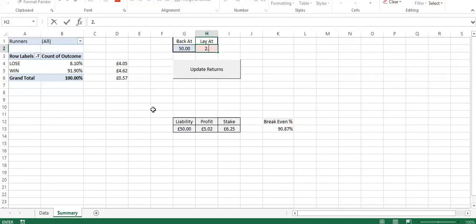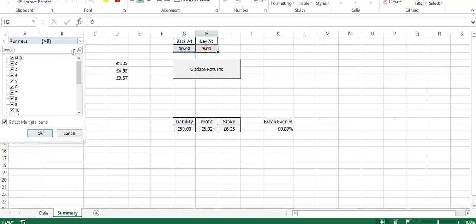So I can pump in some different figures here. I'm just going to put some at random. Update this. So the one I've just selected there, so laying at 2.26 and then backing at 3.4, just at random, you'd see would be an £18 loss per trade on average. If I go back to the example that I've shown you there before, we can add another layer to this.